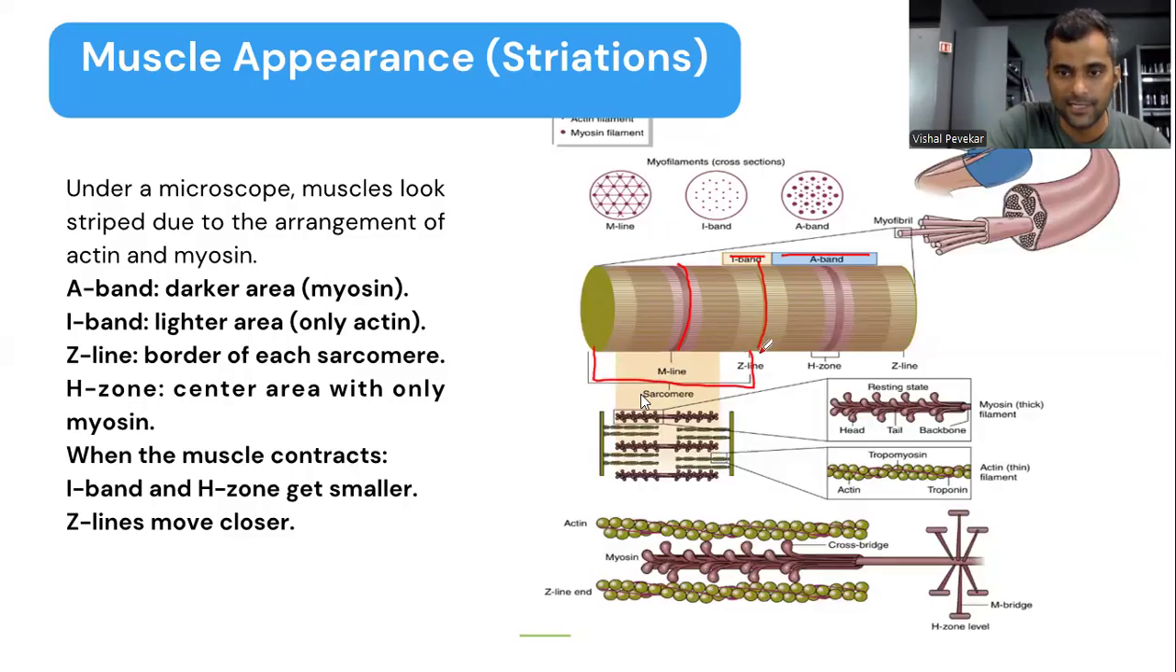So from here to here, this is your Z line. This is your Z line, and this is also a Z line. The space between the Z lines is called the sarcomere. So this is one unit, and you will have multiple units at this side. This is how the structure looks.